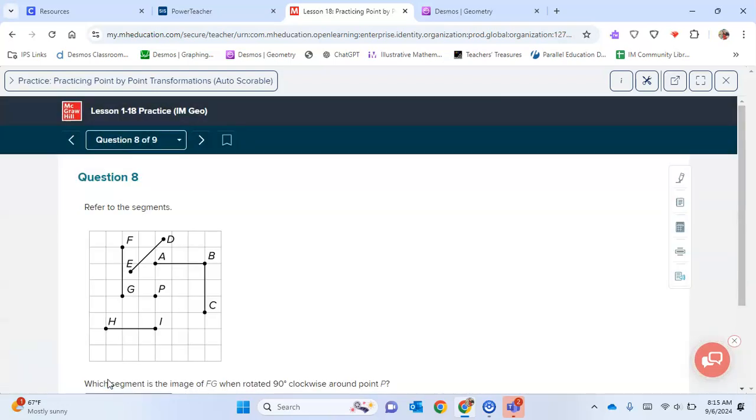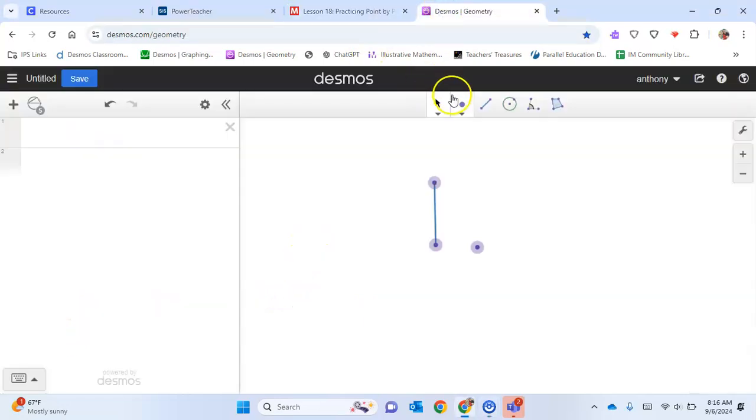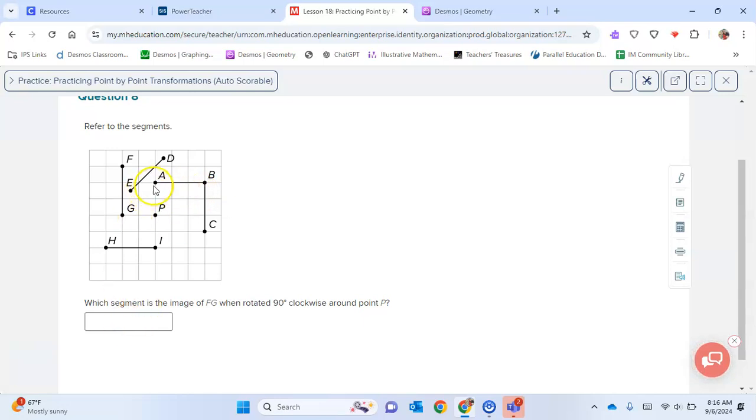Question 8, refer to the segments. Which segment is the image of FG when rotated 90 degrees clockwise around point P? So you can see FG is a vertical segment and point P is to the right of it. So 90 degree clockwise rotation. If I rotate this around this point, 90 degree clockwise is negative 90. You can see we get a horizontal line above the dot, so that's AB.